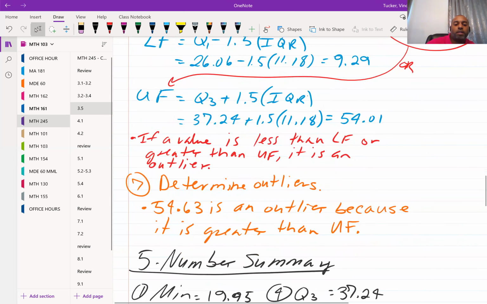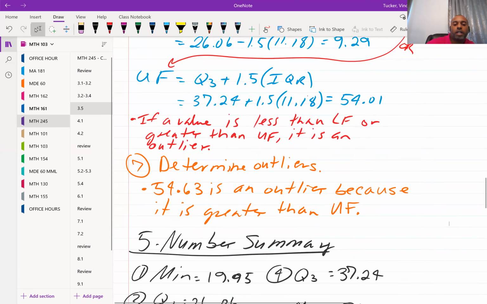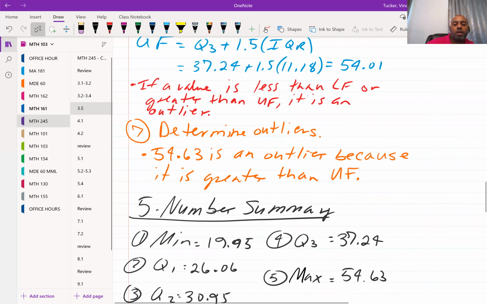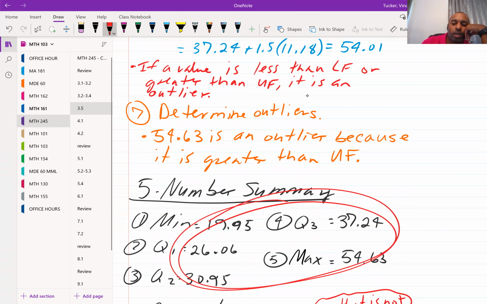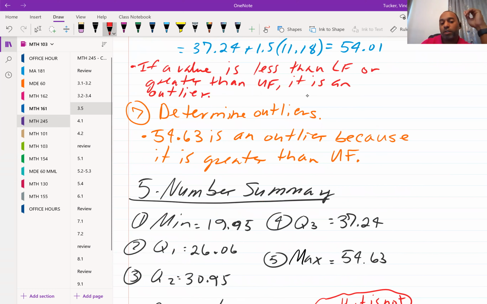All right, so now we have enough information to establish our 5-number summary and box plot. So the 5-number summary: the minimum value, 19.95, Q1, 26.06, Q2, 30.95, Q3 is 37.24, and then your maximum value, which is 54.63. So this right here has nothing to do with anything being an outlier or not. Just what is your minimum value? What is your maximum value? Q1, Q2, and Q3.